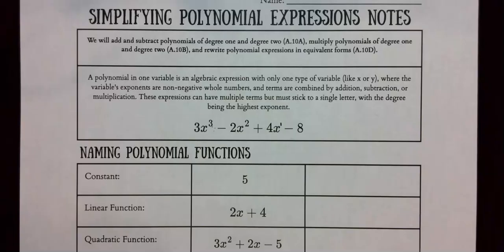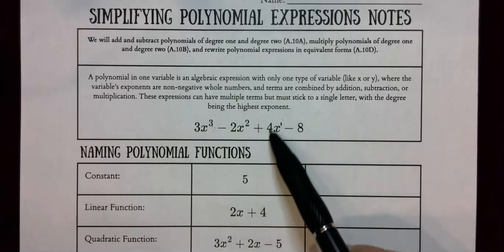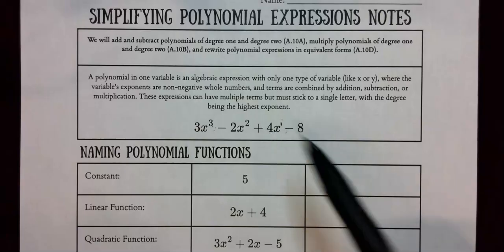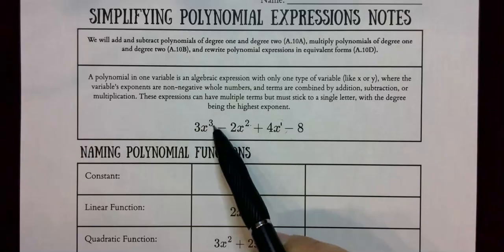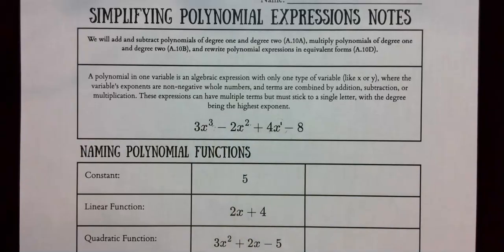The main thing I want to point out is what sets a polynomial apart from some of the other functions that we've been working with. A polynomial is going to have the same variable throughout the entire expression, but with different exponents. Therefore, we can't actually add them together.